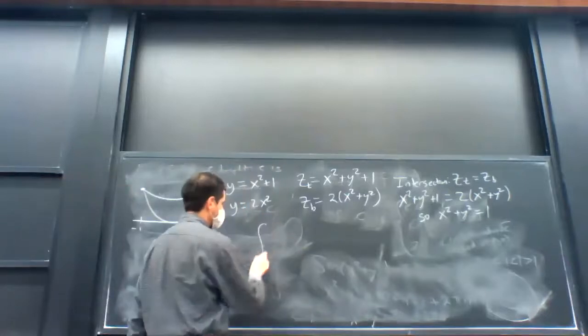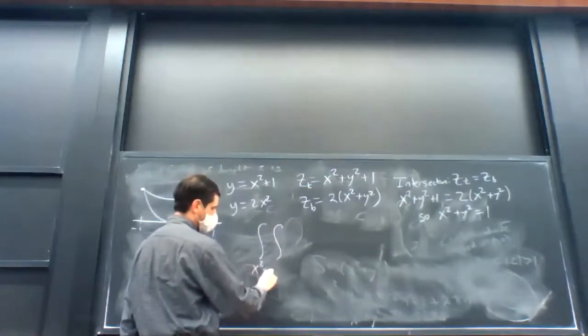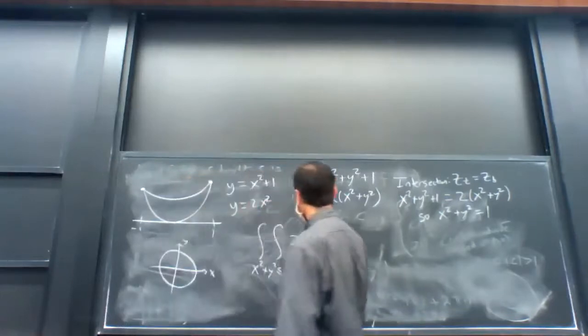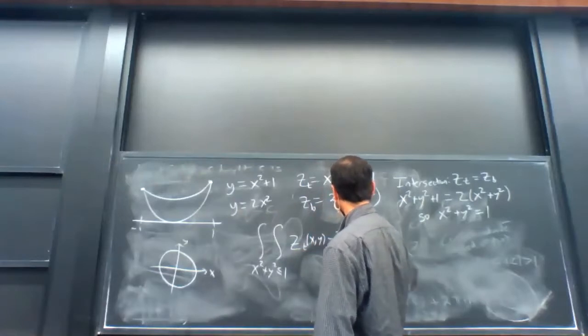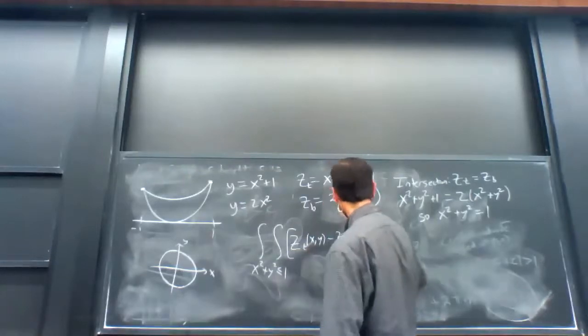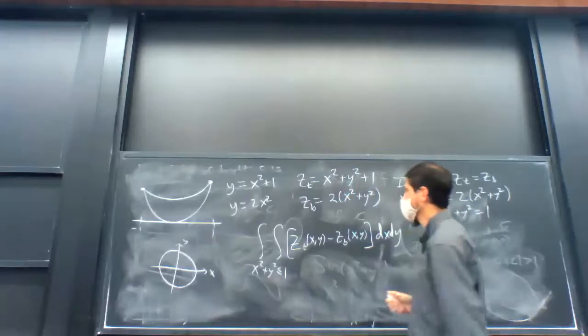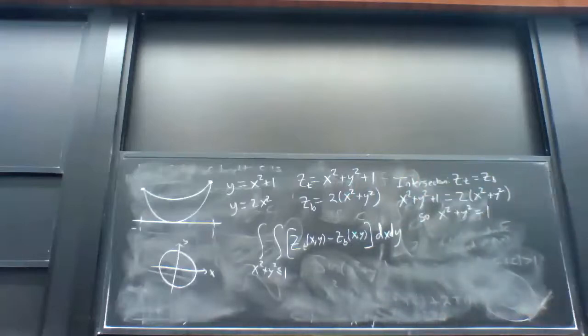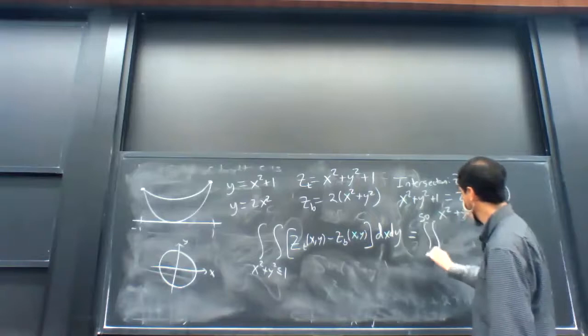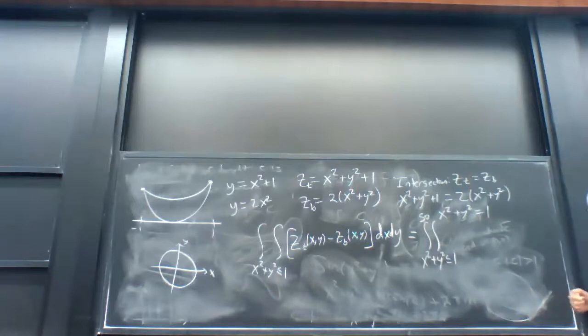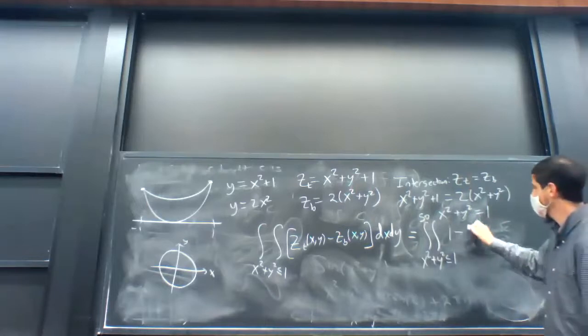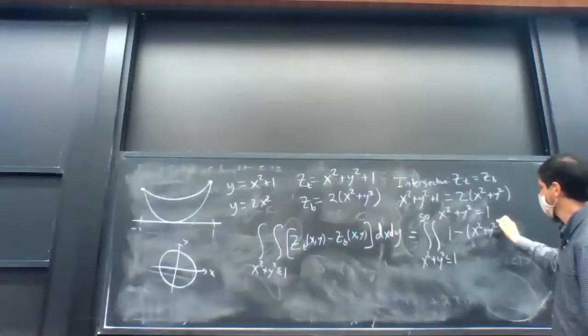So I would want the integral over x squared plus y squared less than or equal to 1 of z top of xy minus z bottom of xy, dx dy. Do I want to do this integral in Cartesian? No. So I'll write it down a little bit more explicitly. It's the integral over x squared plus y squared less than or equal to 1. What is z top minus z bottom? It should just be 1 minus x squared plus y squared.